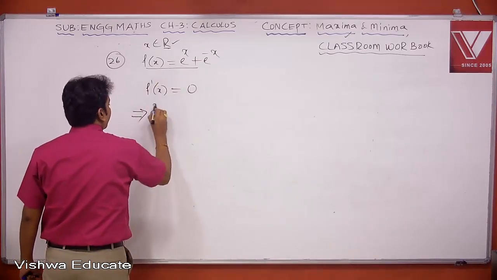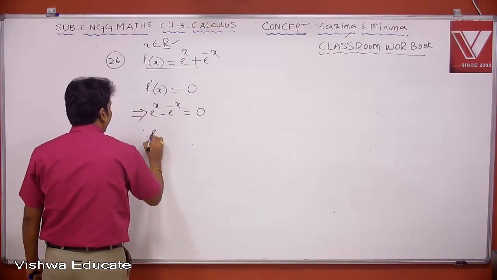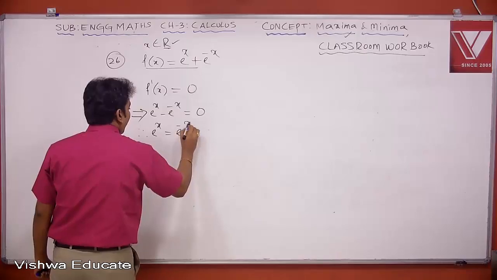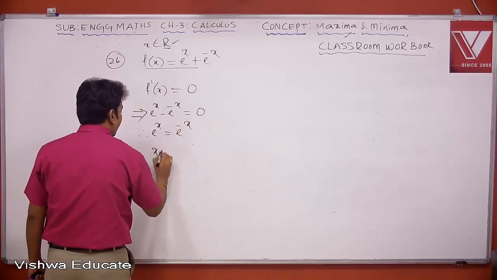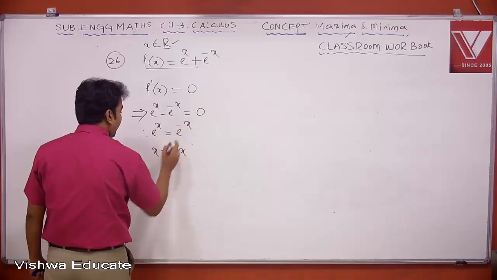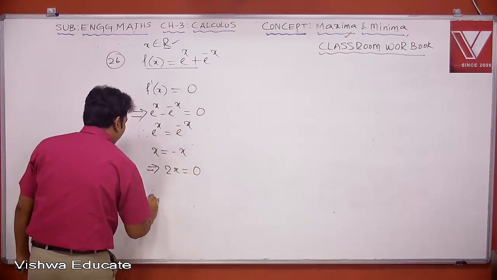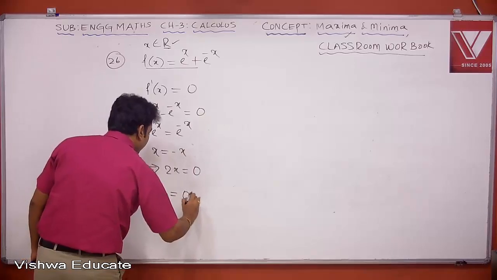So its derivative is e^x minus e^(-x) equal to 0. Therefore e^x equal to e^(-x). Therefore x equal to minus x, because base values are equal, powers must be equal. This implies 2x equal to 0. Therefore x equal to 0 is a stationary point.